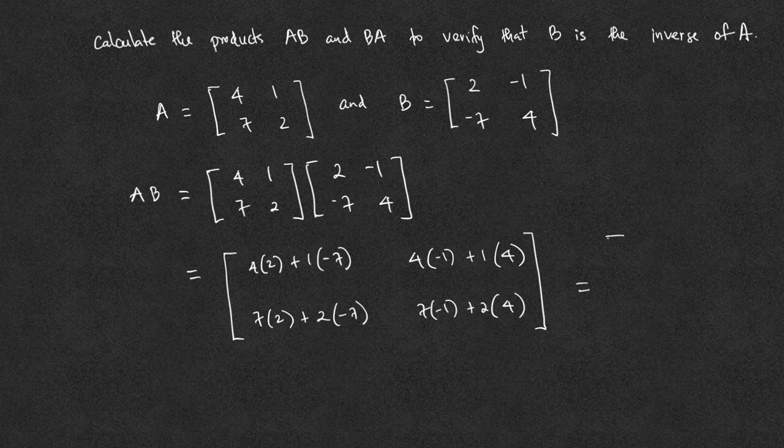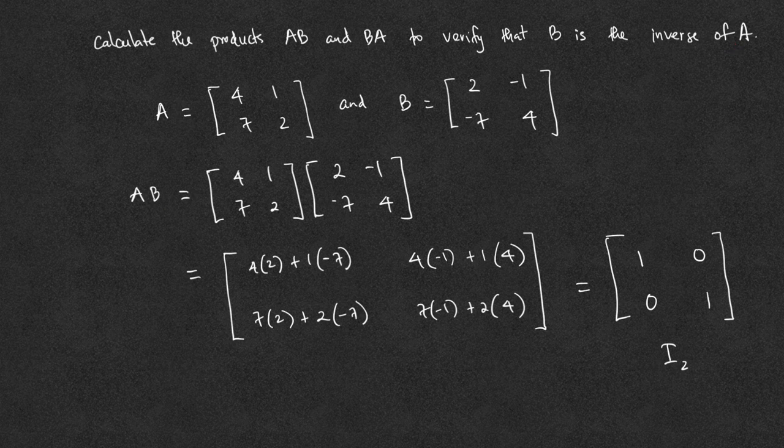Simplifying this, we have 8 plus negative 7 is 1. Negative 4 plus 4 is 0. 14 plus negative 14 is 0. Negative 7 plus 8 is 1. So this is an identity matrix of dimension 2 by 2. And so the product AB is the identity matrix, so B is indeed the inverse of A.